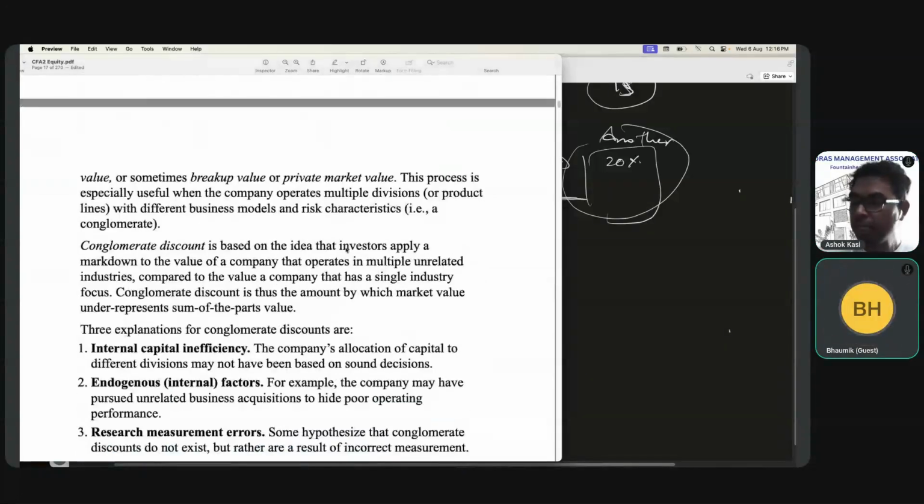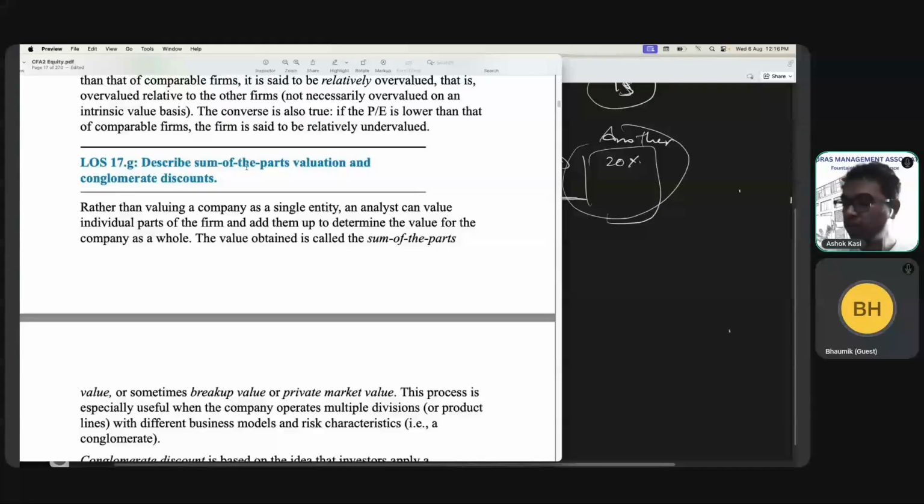Theoretically, that should be equal to the entire value of the company. But practically, if I add up all, it will not match the entire value, because the entire company will normally always be trading at a discount of around 20% or so. You can check any conglomerate company anywhere, it will be trading at a discount only.